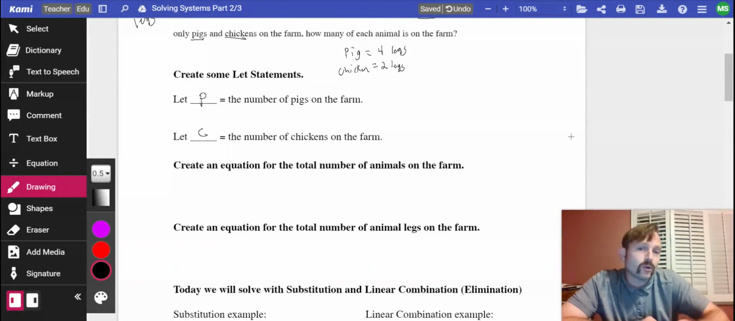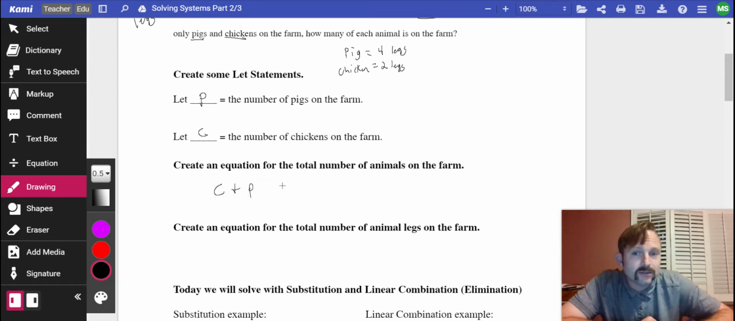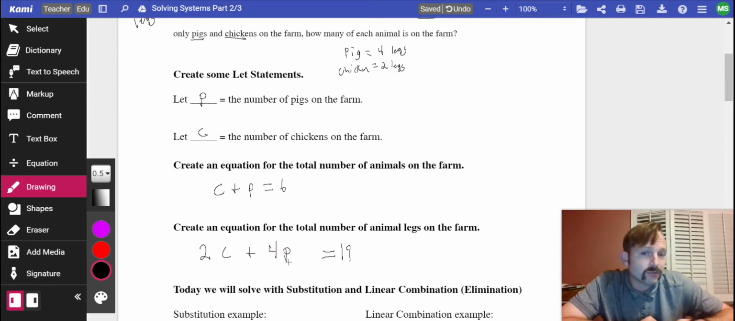Create an equation for the total number of animals on the farm. Well, I know it's going to be the number of chickens plus the number of pigs will equal 6. Now, if there's a total of 19 legs, I know it's going to be 2 times the number of chickens plus 4 times the number of pigs will equal 19.